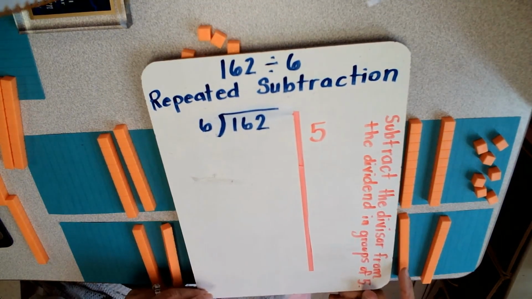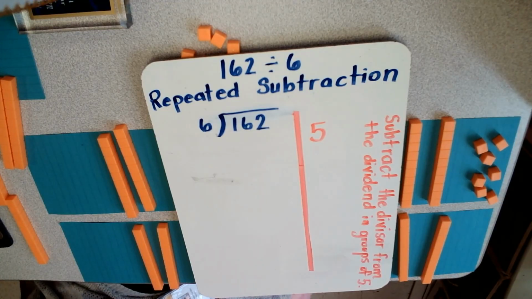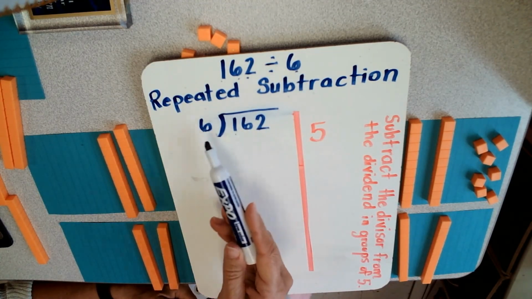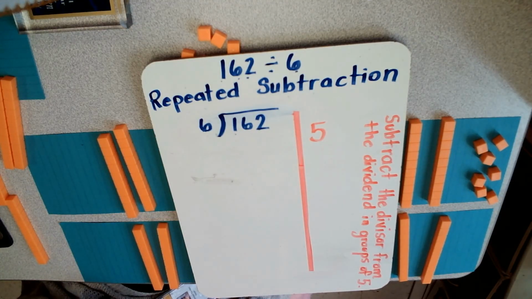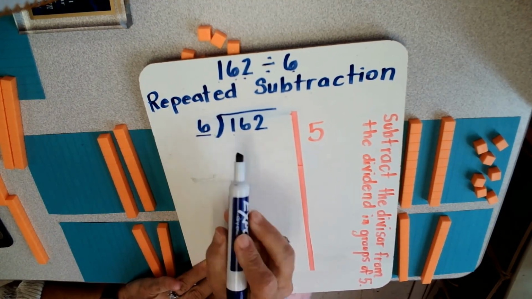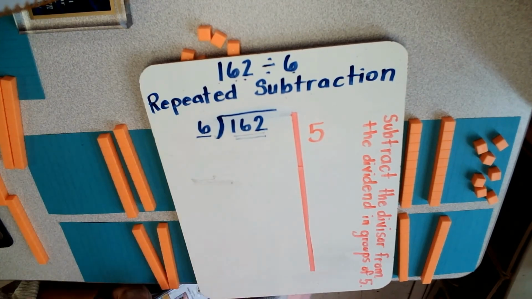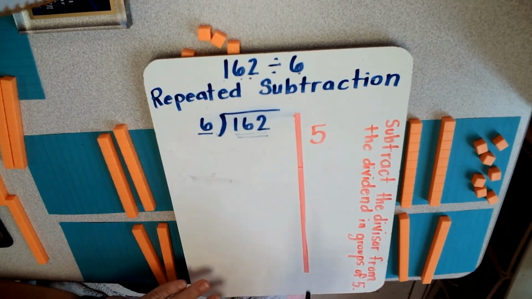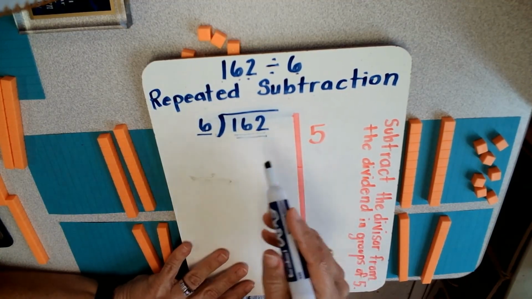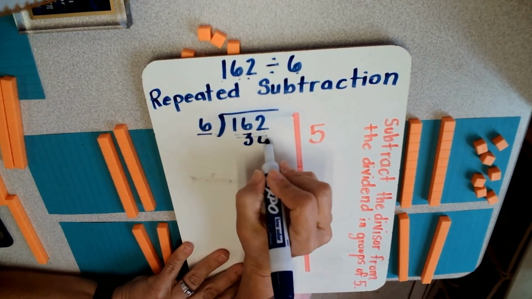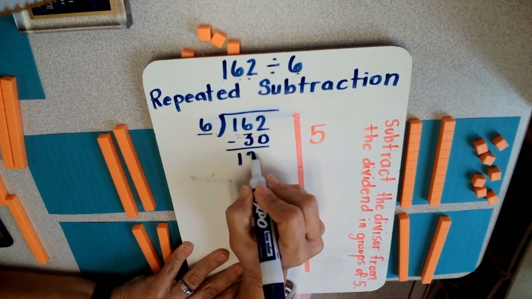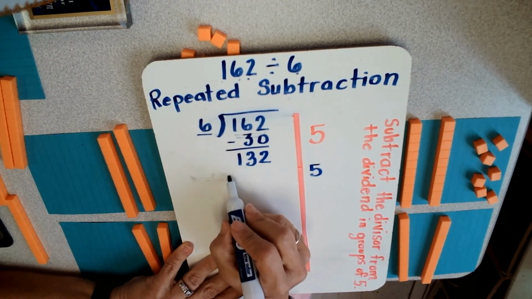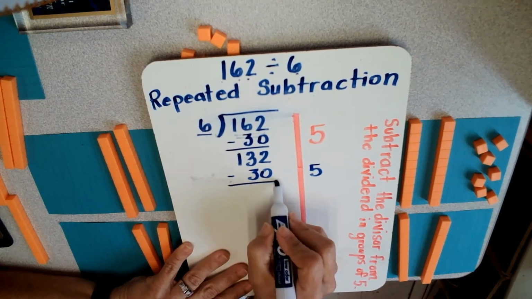All right, my second method that I would use is repeated subtraction. You see, I have my problem written both ways, 162 divided by 6 and 162 divided by 6. This method subtracts the divisor from the dividend in groups. So, for example, I am dividing by a group of 5. 5 times 6 is 30. And I subtract, 132.